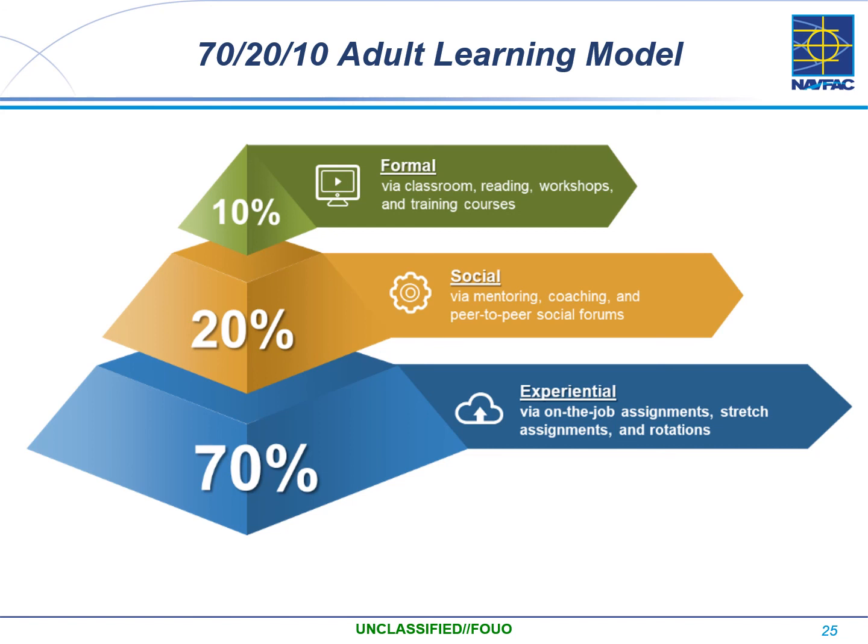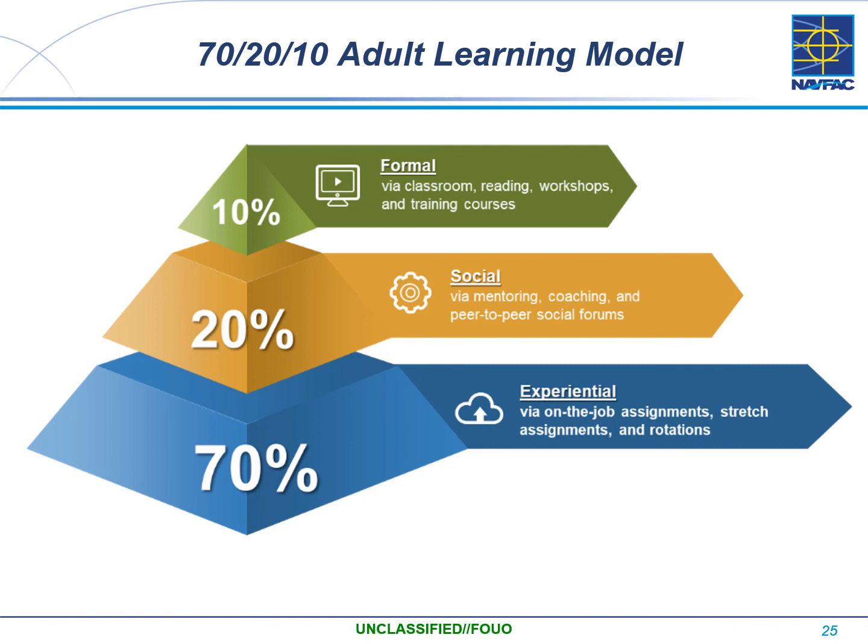20% or social, that can be done via mentoring, coaching, or peer-to-peer ideas. That's something that you can do and you learn from that 10% and then you share that with others, whether they be members of your team or members of your command.